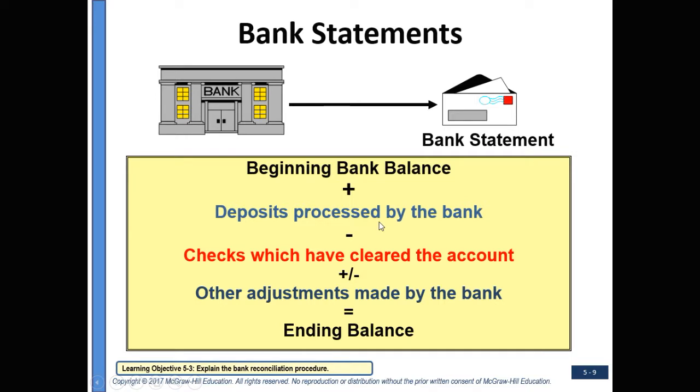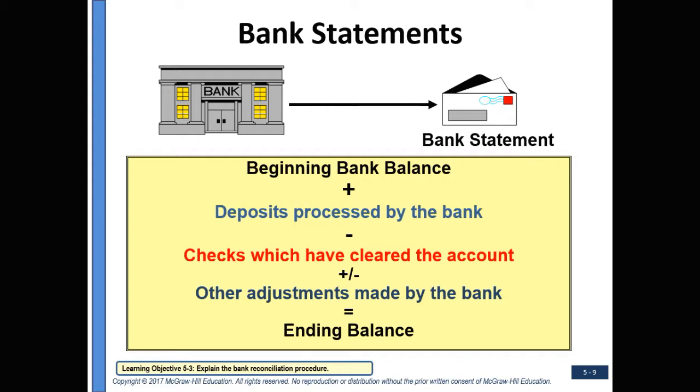So to start with, let's look at the bank statement. A monthly bank statement shows the bank's beginning balance. So what did the bank say was in the account on the first day of the month? It shows what deposits were made, what checks were paid and cleared the account in that month. And then there will be some other adjustments that are made by the bank. That may be interest paid, that may be bank fees, just depends upon the nature of what your account is. And then they'll provide an ending balance.